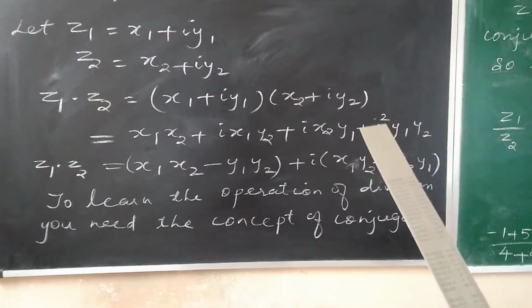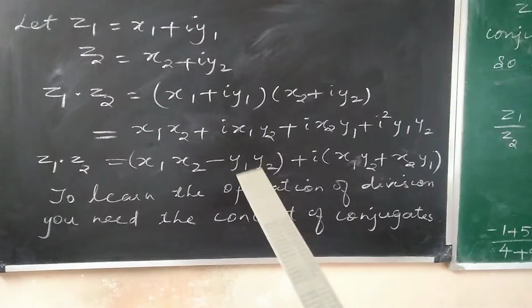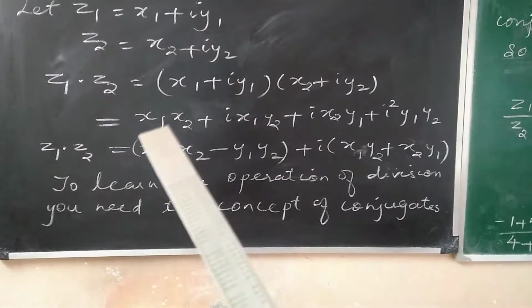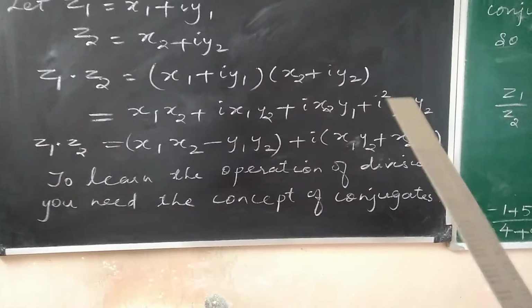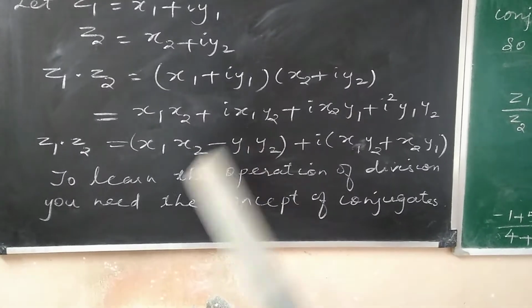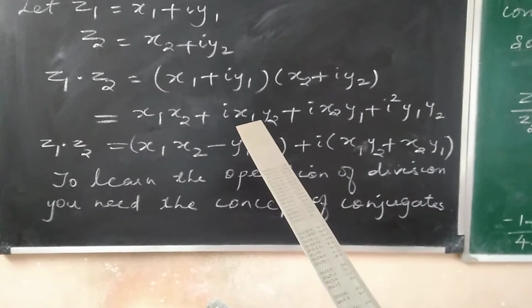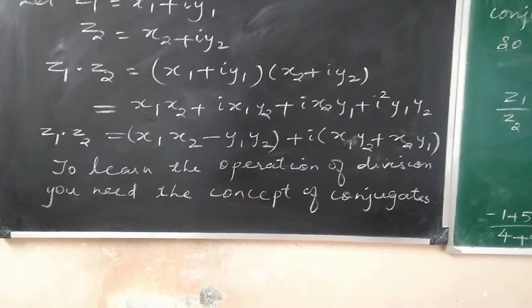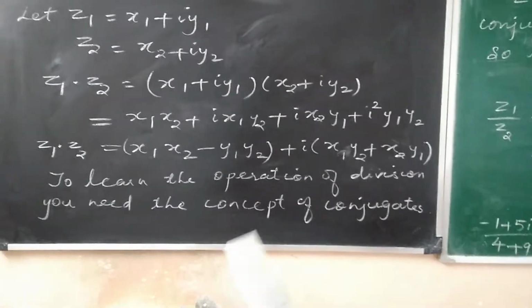So i square is minus 1. Therefore this term becomes minus y1 y2. So there are two completely real parts: one is x1 x2 and the other is minus y1 y2. They are combined together. Then there are two terms containing i, into x1 y2 plus x2 y1. So this is how you multiply two complex numbers.